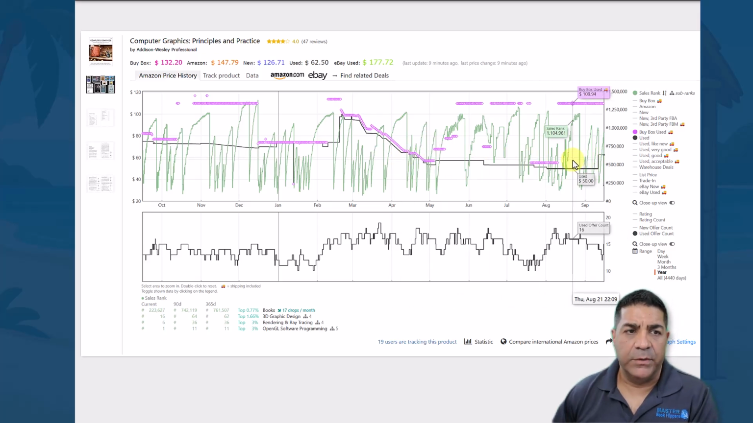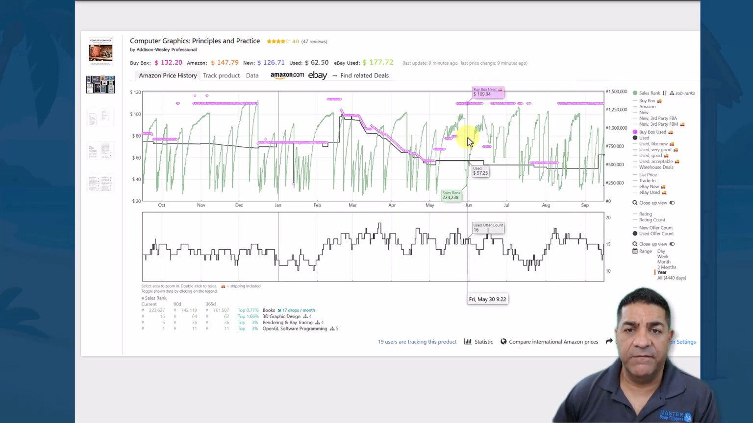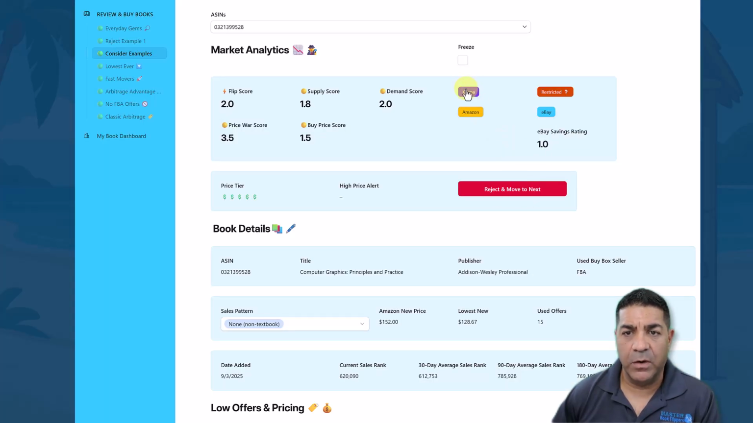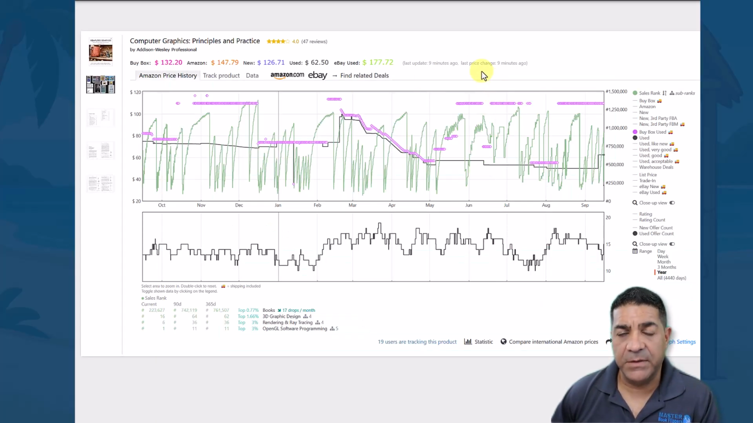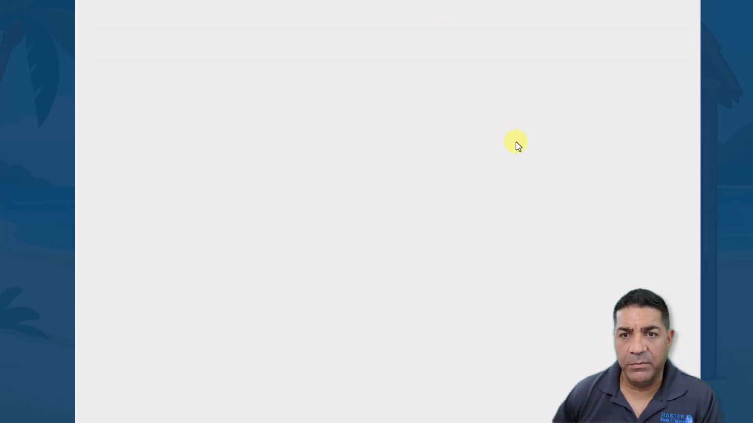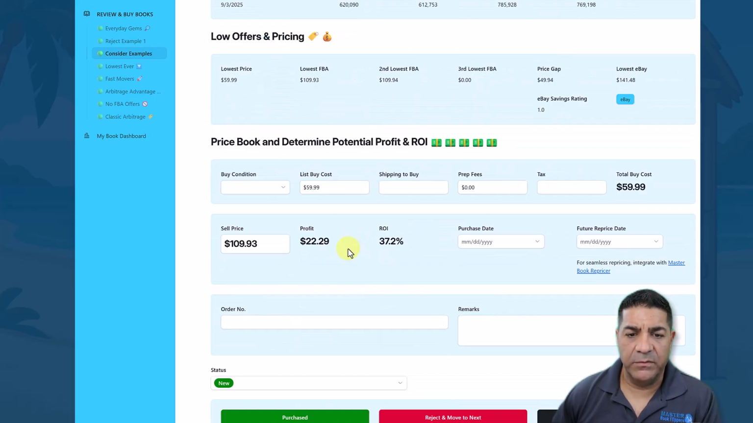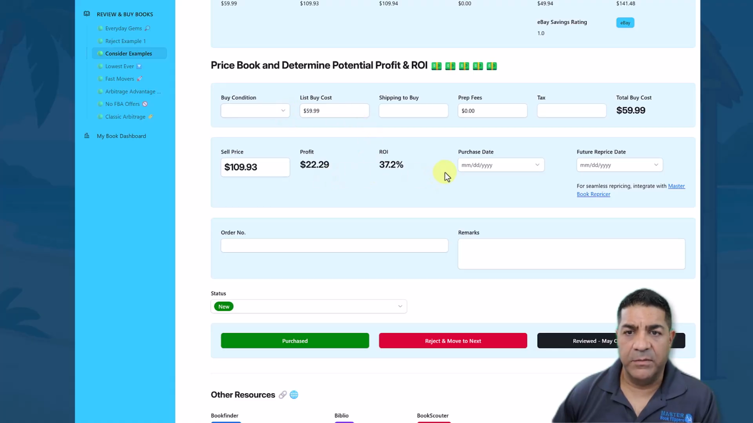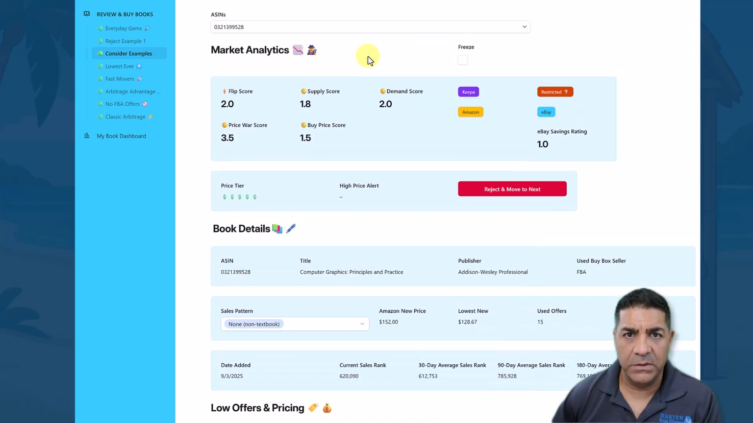So again, if you're making the decision, you don't always have to make a definitive decision on whether or not you're going to reject it with only looking at the Keepa chart. It's a good thing to reject books, that way you can quickly move on to another one. But when we're not sure, then we would go in here and plug in the numbers and see what the profit and ROI is. A lot of this stuff is pre-filled for you. So if we were to buy it at 59 and sell it at 109, we'd have a $22 profit, 37% ROI. I would immediately reject this. We're not looking for a profit and ROI combination that low in this case. All right, let's move on to another one.